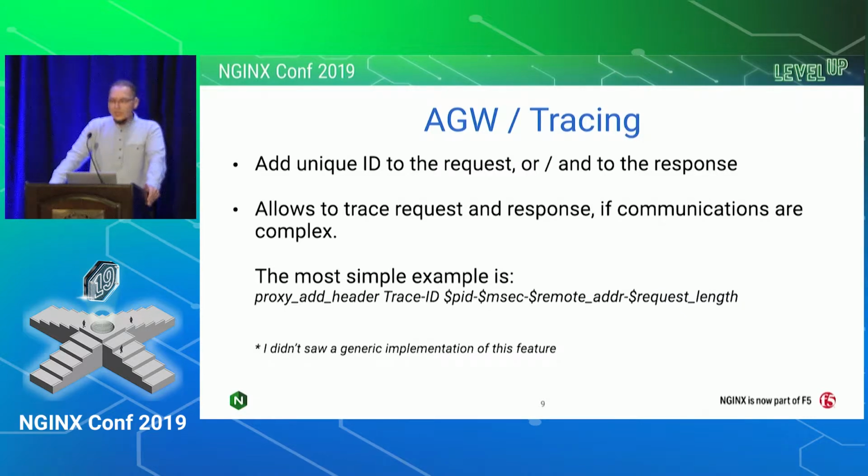Tracing is a really simple feature, but it's a really nice feature. It allows you to understand the way of a request. Basically, it's just something which allows you to add a unique ID for each request. I added this simple example. It is not a general example, but it's almost a real trace ID. In real life, for example, my company uses a more complex trace ID, but this example is okay too. I didn't show a general implementation of trace ID because for some reason everybody has their own implementation.